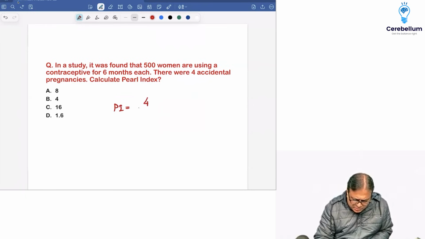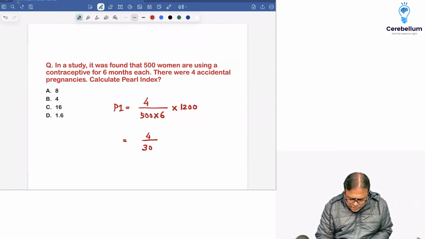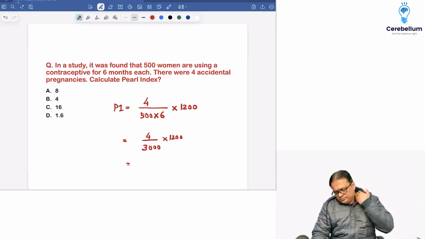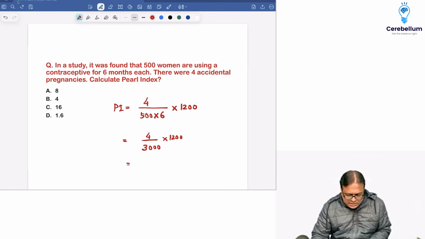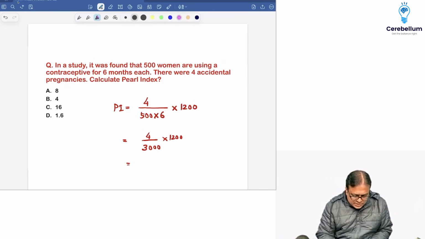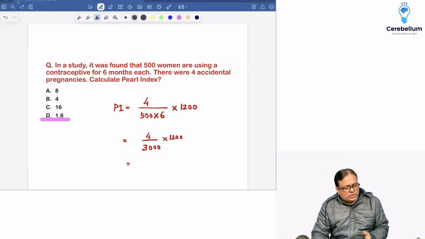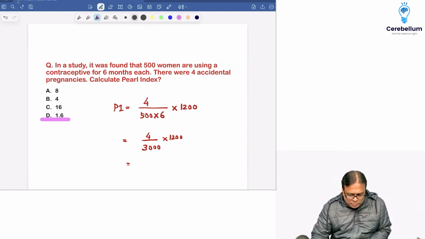Number of accidental pregnancies, total months of exposure into 1200. So you can see 4 upon 3000 into 1200. What is the answer we have marked? Please confirm the choices also. Answer will be 1.6 because other choices students were not able to share. Could you please share the other choices? This will come 1.6 per 100 women years.